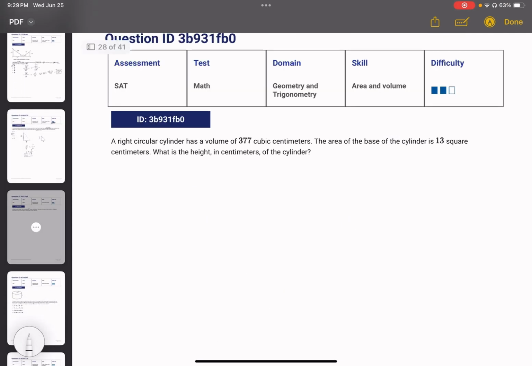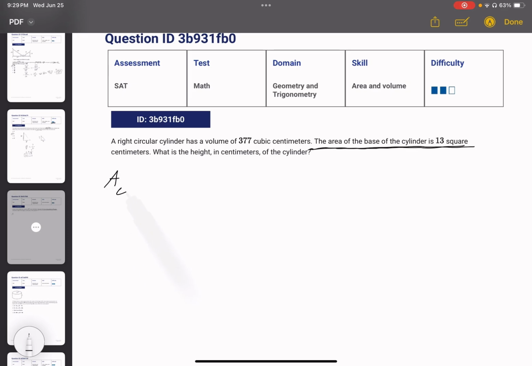Okay. Second to last problem. A right circular cylinder has a volume of 377 cubic centimeters. The area of the base of the cylinder is 13 square centimeters. What is the height in centimeters of the cylinder? Okay, the area of the base of the cylinder. So we know that the base of a cylinder is what? A circle.